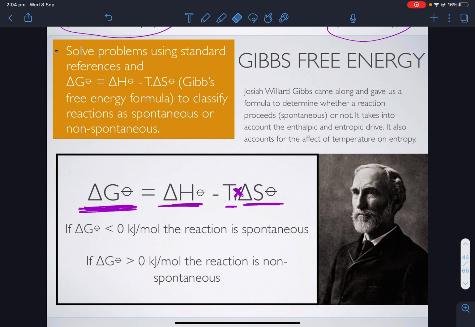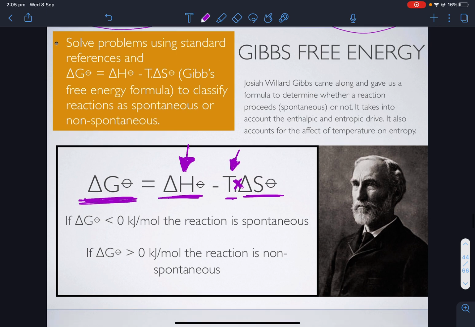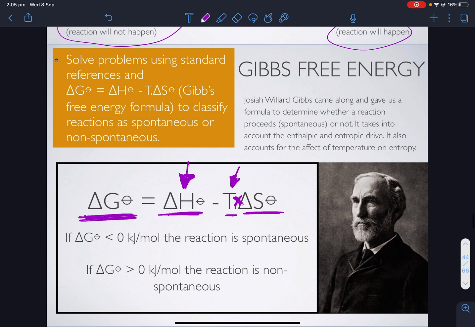It will happen. You put the stuff together, they'll react. And if delta G ends up being greater than 0 kilojoules per mole, the reaction is non-spontaneous. You put the two things together, they will not react. Okay? So we can calculate this. We've done that plenty of times using heat of formation values and stuff like that. And the question will probably give you the temperature. And we've learned in an early video for this chapter how to quantify entropy change.